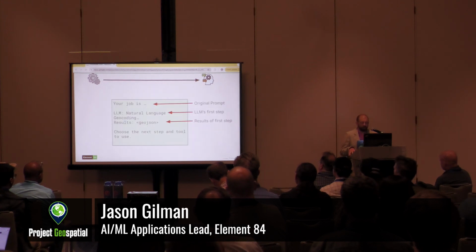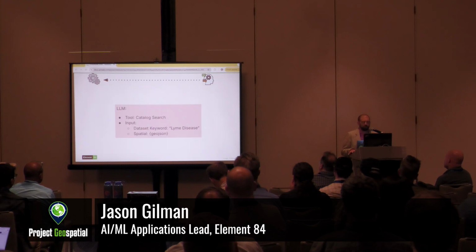So you go and do that, and you come back and you tell the LLM, okay, LLMs don't have memory, by the way. They can't remember anything. They're stateless. So we have to tell it what we were doing. Like we were answering a user's question. You told us to do natural language geocoding. I did it. Here's what I found. What should I do now?